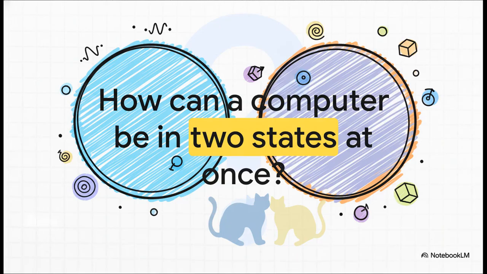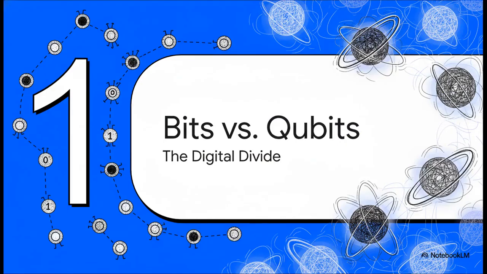So let's just start with the big, weird question right at the heart of it all. How can a computer possibly be in two states at once? I mean, it seems to defy all logic, doesn't it? But leaning into that question, embracing that apparent paradox, that's the very first step to understanding the incredible power hiding in the quantum world.